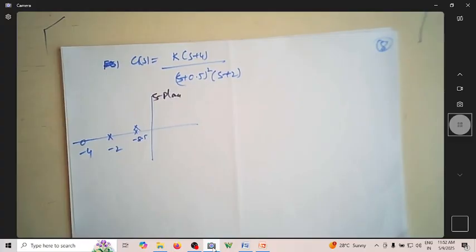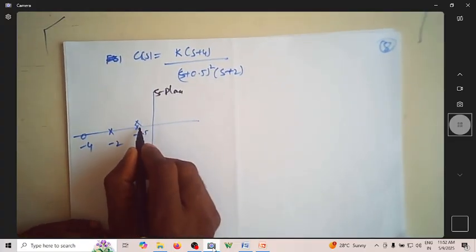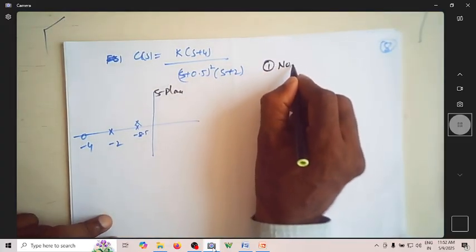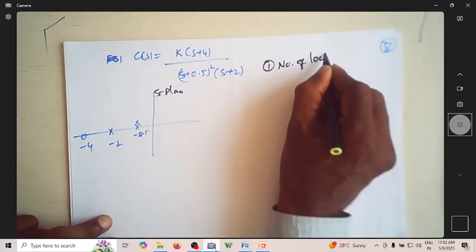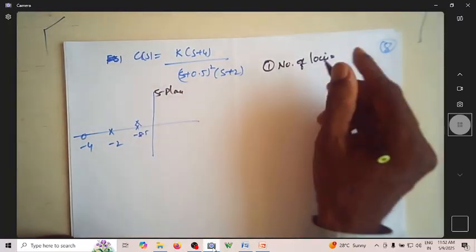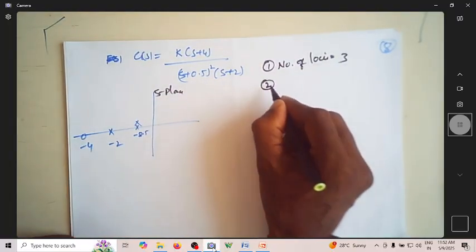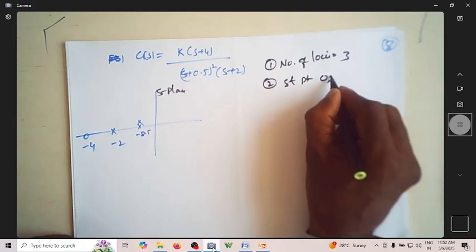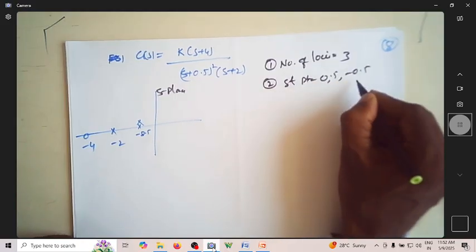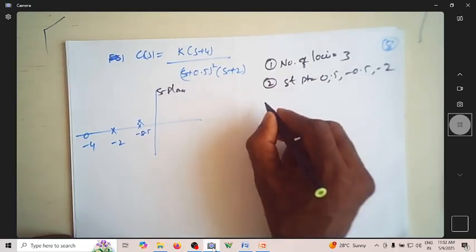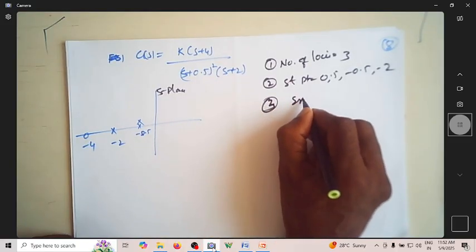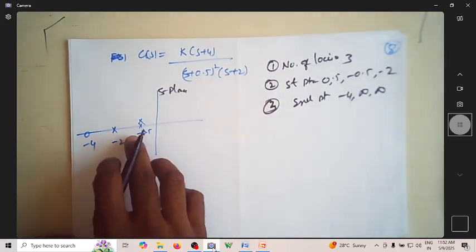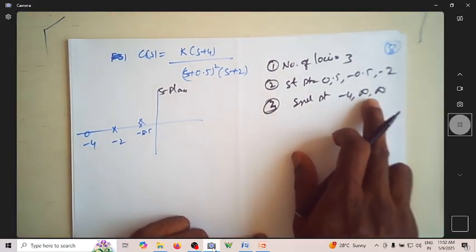And now the root locus. The number of loci is equal to 3. The starting points are at minus 0.5, minus 0.5, and at minus 2. Where do they end? The end points are minus 4, infinity, and infinity, because out of 3, one will go to minus 4 and the other 2 will go to infinity.